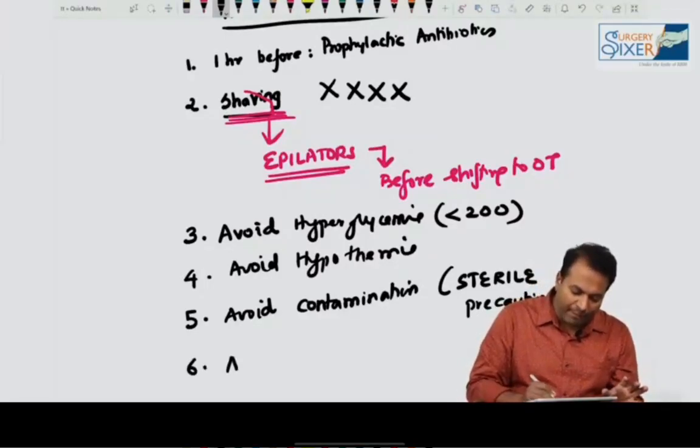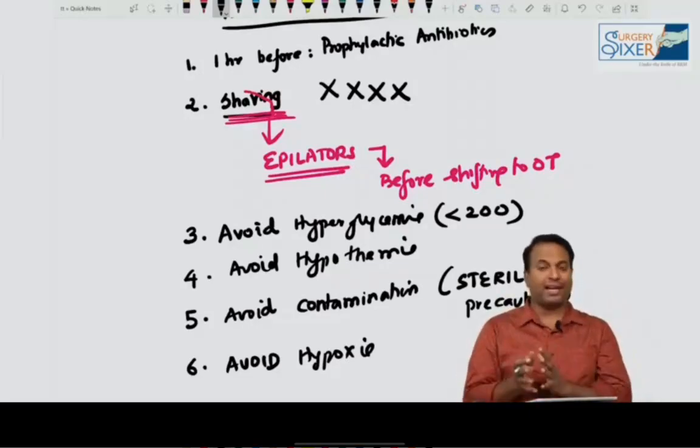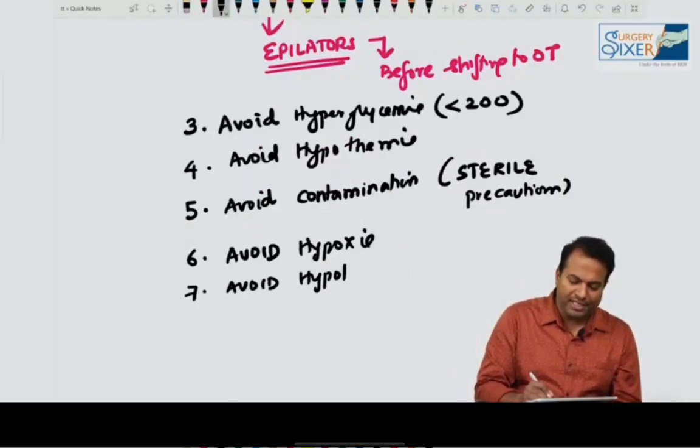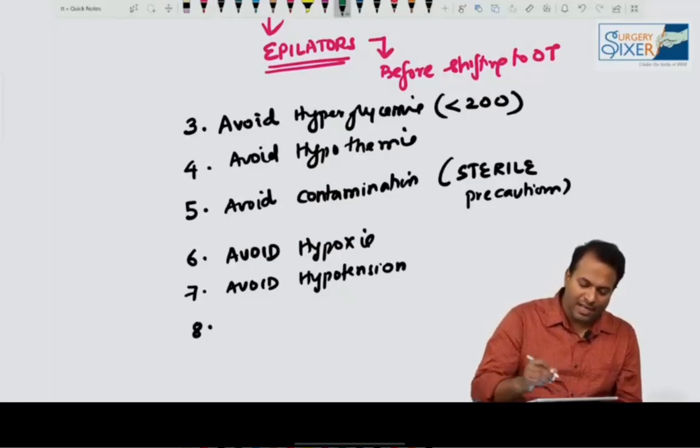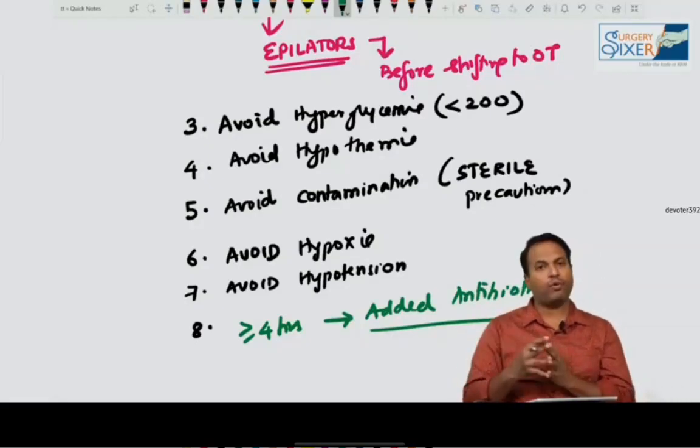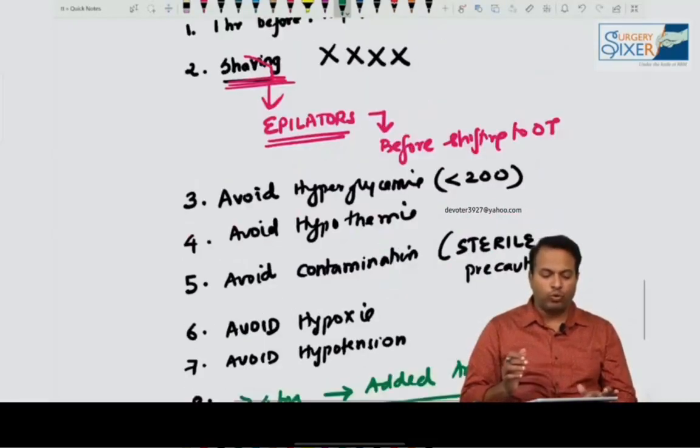And very important, avoid hypoxia, intra-operatively as well as post-op. You should avoid hypoxia in the theatre and outside the theatre also. At least for 4 hours, the patient should not go into hypoxia. And avoid hypotension. If there is hypotension, there is a chance for the wound to get damaged. If the surgery is extending beyond 4 hours, we should give an added antibiotic. Give them antibiotics. So these are the things to do to prevent surgical site infection.